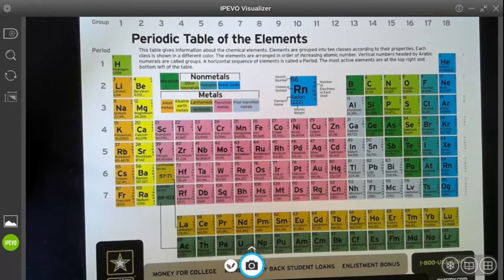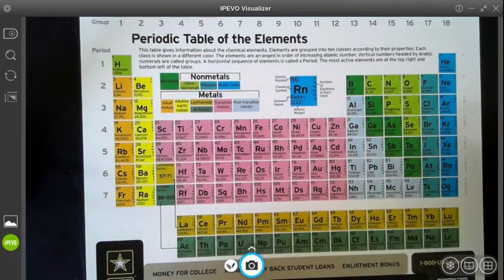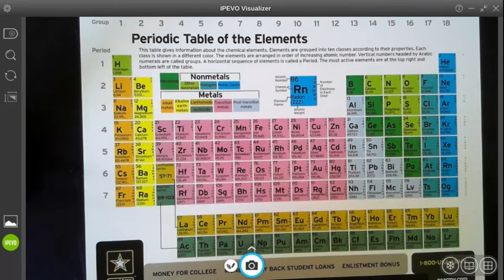I did post an assignment this morning and a picture to go with it that allowed you to do that, but I'm going to verbally explain it to you as well. This actually has a couple things I want to point out. One, elements are put into groups, and groups are going to be the columns on the periodic table. There are 18 different groups. Periods are the horizontal rows on the periodic table.